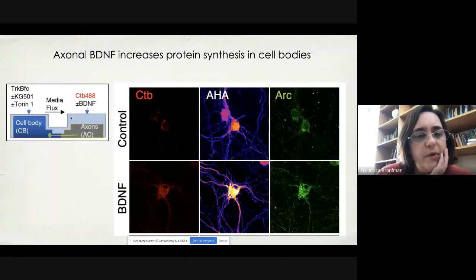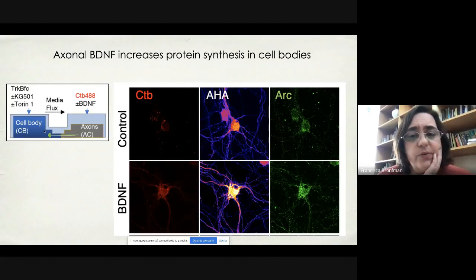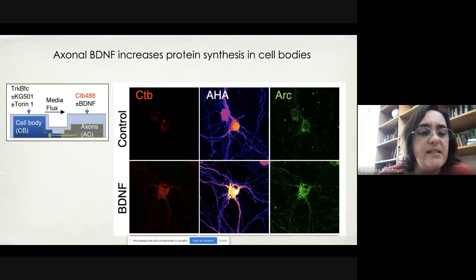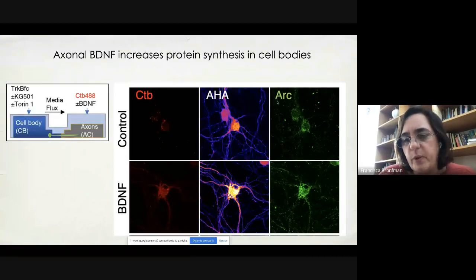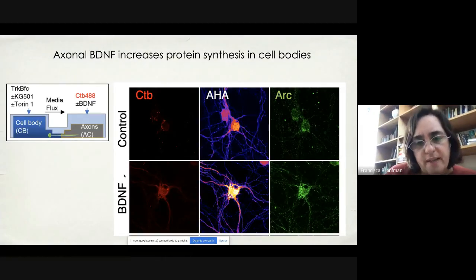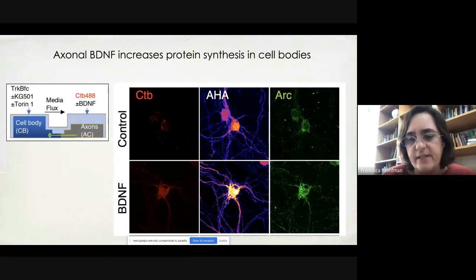Finally, we wanted to know whether BDNF added to axons increases protein translation in the cell bodies. To answer this question, we used click chemistry, which uses a modified amino acid that you can label with a fluorescent tag, and then you can see how this modified amino acid is newly incorporated into protein. So here is the control situation, and we used as a readout the expression of an early gene required for dendritic and synaptic plasticity, Arc. When we added BDNF, we could see an increase in AHA incorporation, indicating an increase in protein synthesis, and this is paralleled by an increase in the synthesis of Arc.